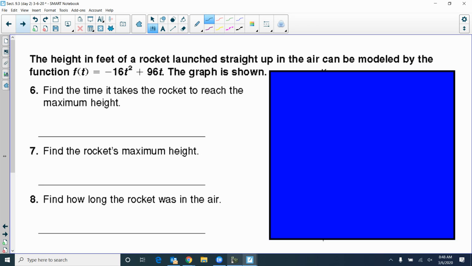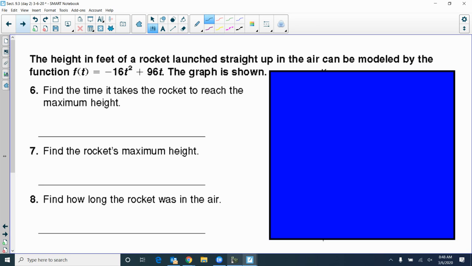The vertex is the maximum height. That's always going to be the case. And then the height at 2 seconds is 0 feet. That's when it hits the ground. So it's going to be in the air for 2 seconds, because that's always going to be the case. Really, all we need to know is the vertex. That's the key thing. Now, all right, let's look at the one on the bottom.